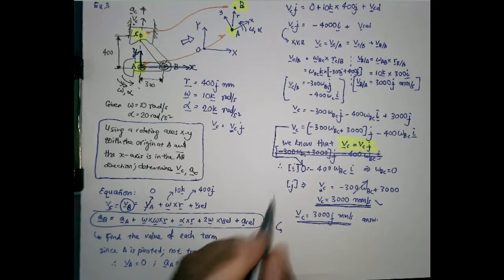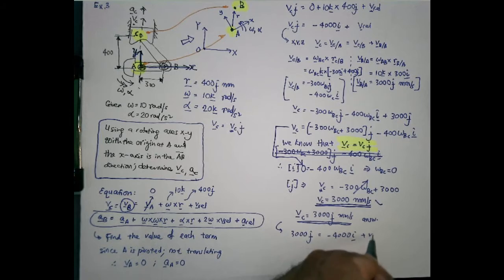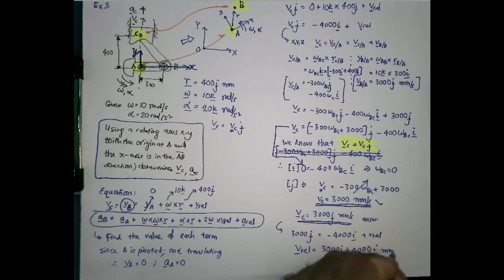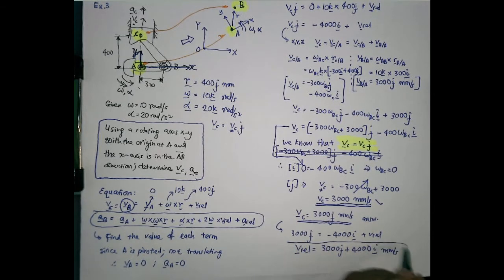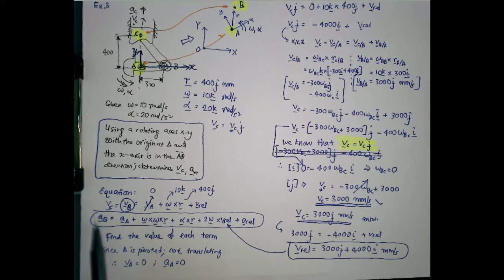So in this case, VC equals 3000 J. So 3000 J equals minus 4000 I plus V relative. So now we have a V relative of 3000 J plus 4000 I millimeter per second. So that's our V relative. So we can use this relative in this part of the equation. We need to find the same way A, B, and A relative. So let's try to do this next.